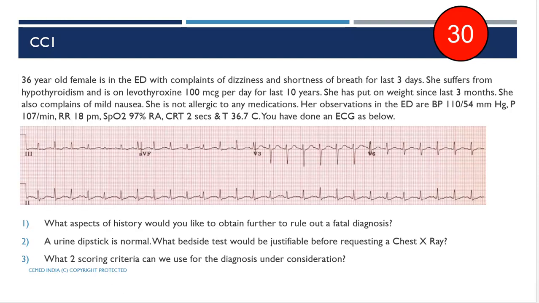So you have 30 seconds to read the questions. So first start reading question number 1. What aspects of history would you like to obtain further to rule out a fatal diagnosis? A urine dipstick is normal. What bedside test would be justifiable before requesting a chest x-ray? What two scoring criteria can be used for the diagnosis under consideration? Now you start reading the stem.